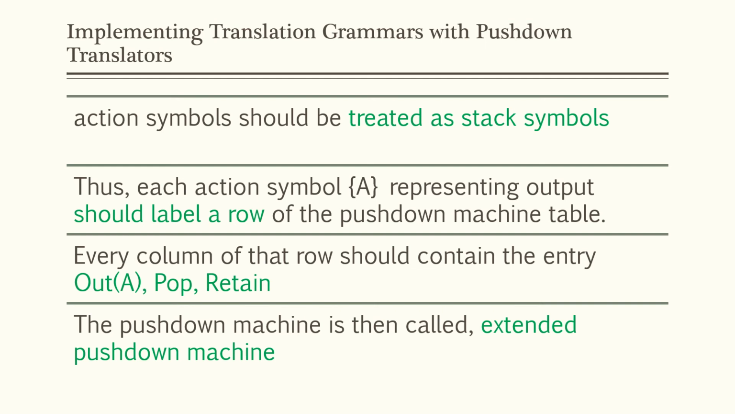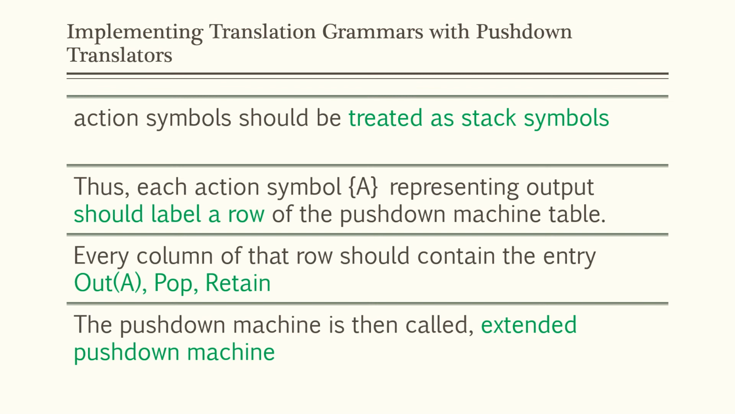In the pushdown machine we have stack symbols and input symbols. The stack symbol is on the row side, and the input symbol is in the column. Because an action symbol is a stack symbol, it should be inserted into a row of the pushdown machine table. Every column of that row should contain the entry out A, pop, and return for that particular cell.